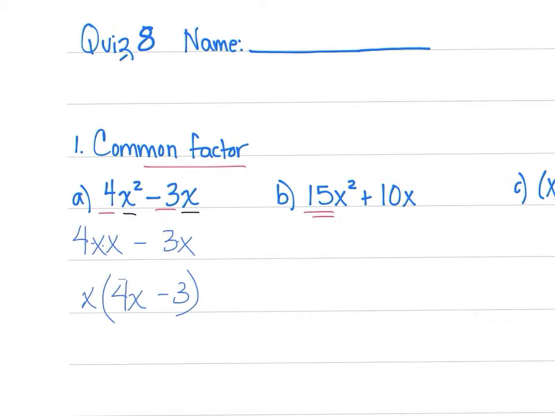Again, start with the numbers. Start with 15 and 10 and say, hey, what's my common factor of 15 and 10? And that is 5. So I can bring that out. And then look at your variables. And again, you'll see we have an x squared and an x, so we have a common x. So 5 times what is 15? 5 times 3 is 15. And 5 times 2 is 10. And 5 times 3x would give you 15x squared.